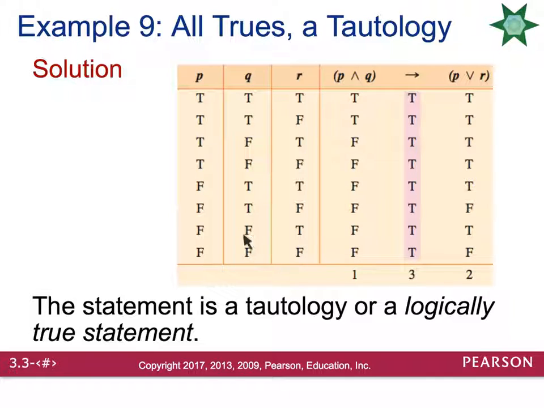FT gives us F, FF gives us F, and then FF gives us F. So we need both true in order to be true. So the only two ones that are true are the first two for P and Q.